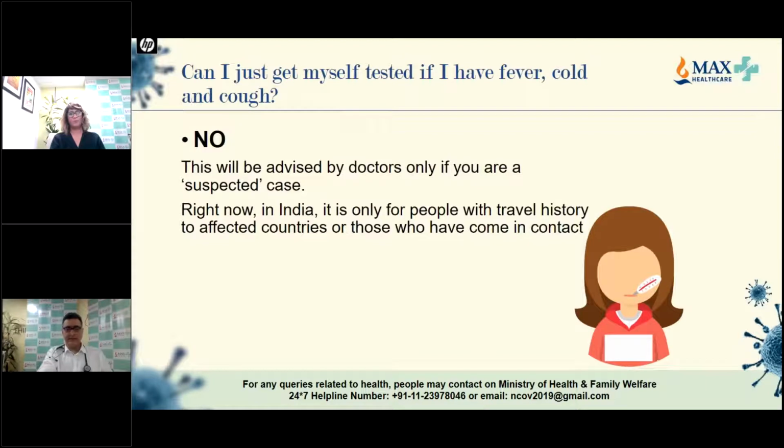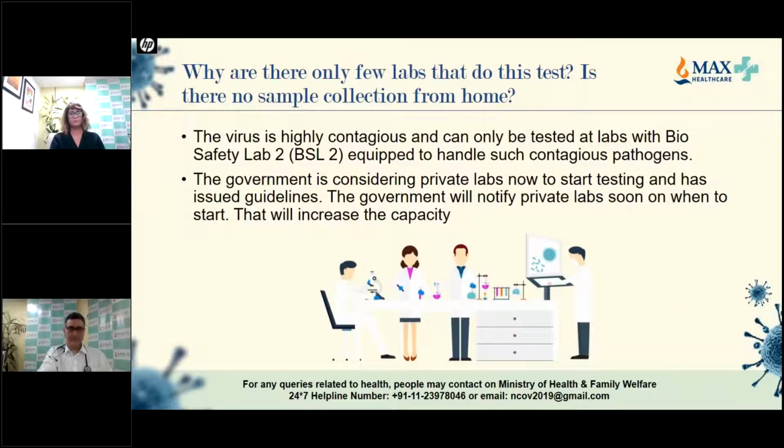So can we just get ourselves tested? No, this is not required. Only if you're a suspected case, then it should be done through the right channel, which is the designated hospitals right now. People with travel history to those countries where the disease is present are being tested in case there's a suspicion that they could have it. Only a few labs are doing the test because you need a sophisticated, high-safety equipped lab to do these tests. The pathogen is a really contagious virus, and you have to be extremely careful. You have to follow the safety norms. And actually, the government is considering private labs to start testing and has issued guidelines, which we might receive in time.